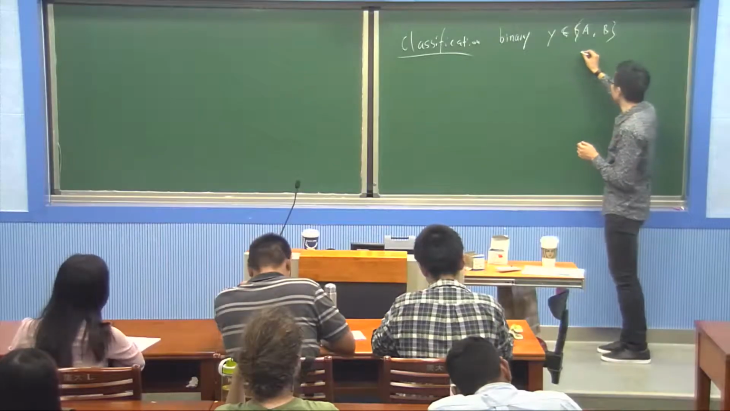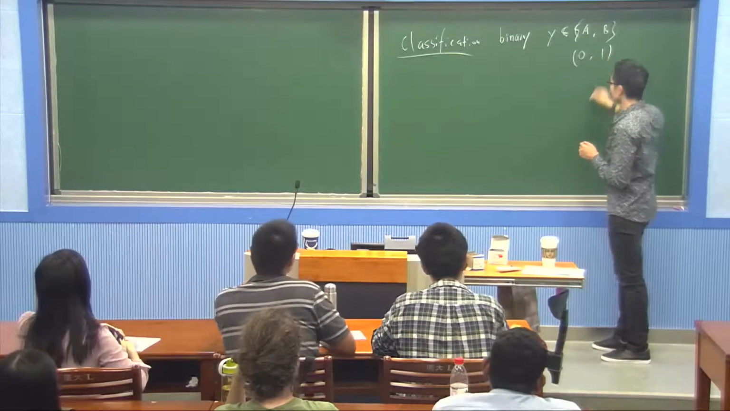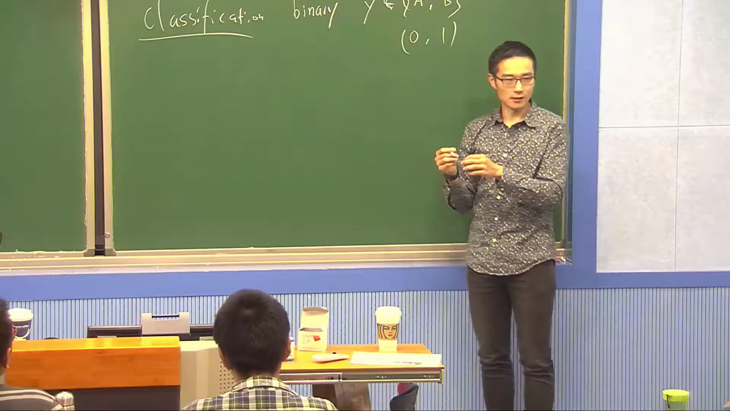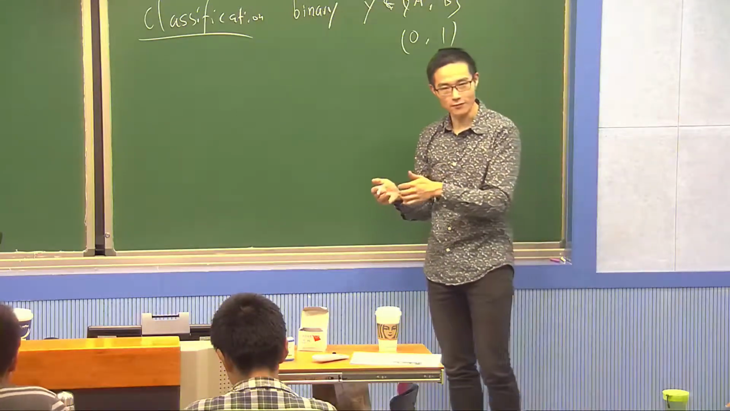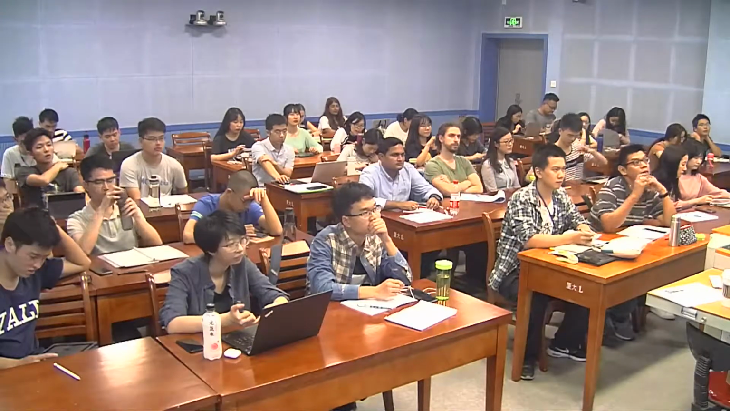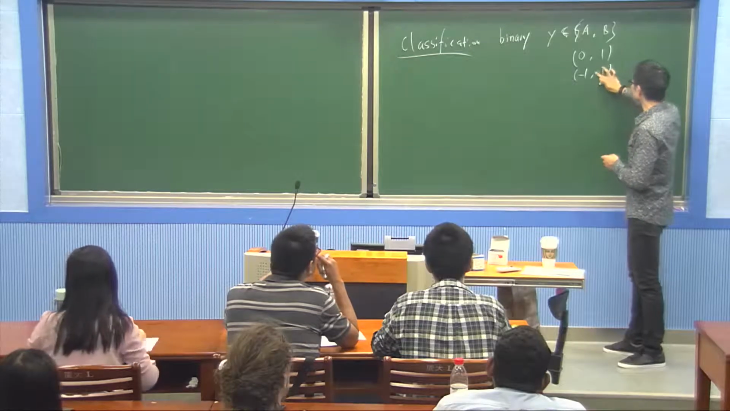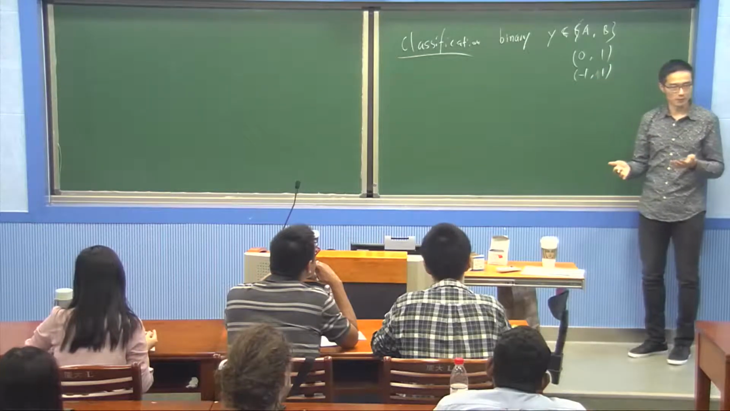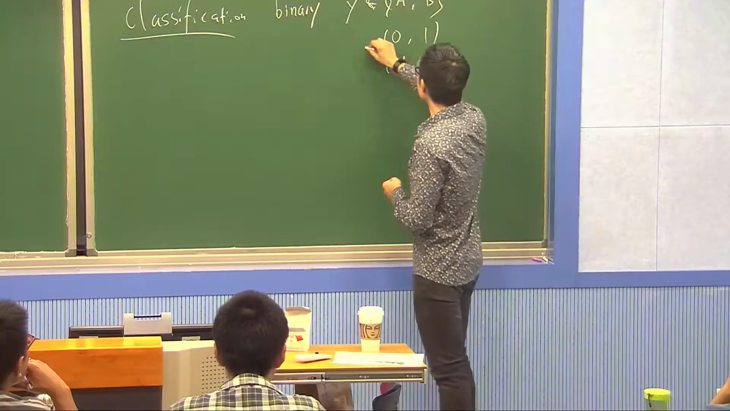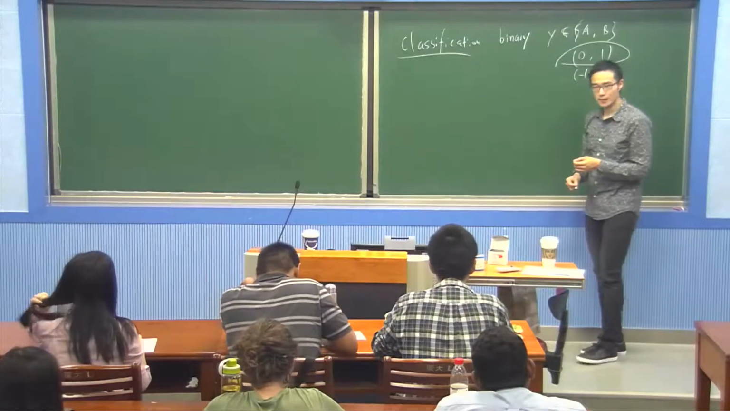A typical choice is to code y as 0, 1, right? So one class is 0, the other is 1. It doesn't have to be 0, 1. You can code it any way you like. For example, another popular choice is y equal to -1 or +1. We begin by assuming 0, 1.